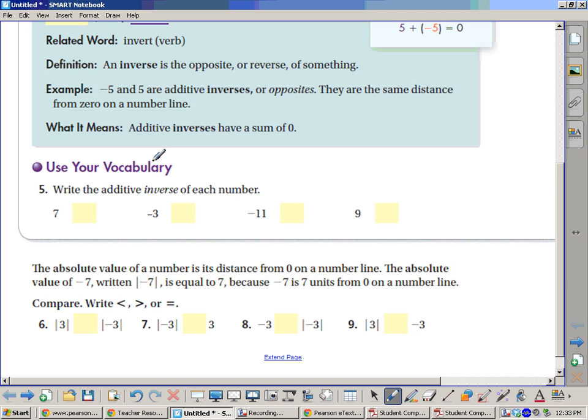So the additive inverse of each number, in this case, -7 is the additive inverse of 7. It's the opposite of it. For -3, the opposite is 3. For -11, the opposite is 11. And for 9, the opposite is -9.